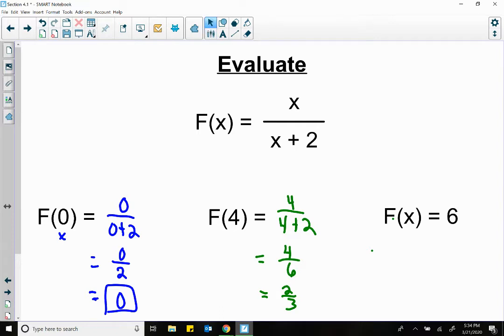And there you go. And there's the answer. For when x is 4, f of x is equal to 2/3. Now this guy over here, a little different. I can understand if you had problems with this one, but let's talk this through.